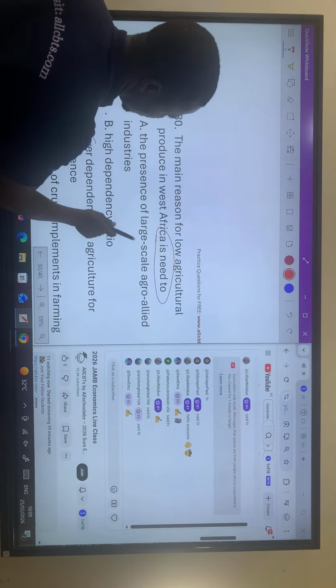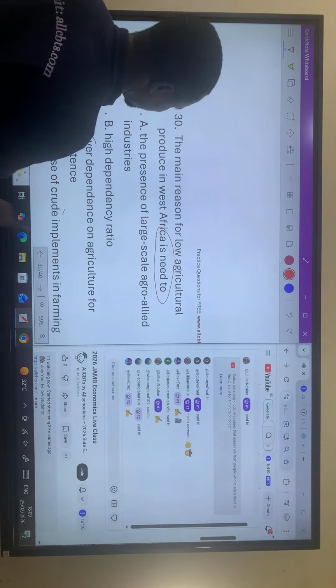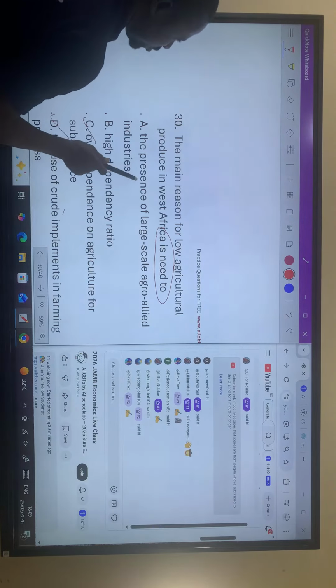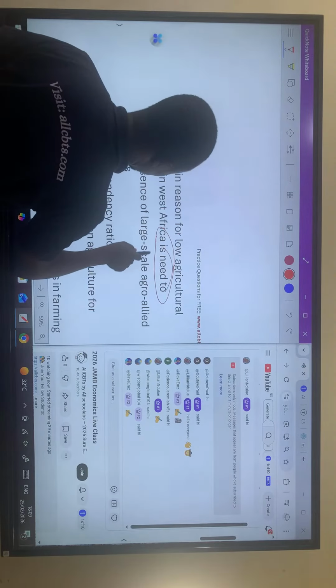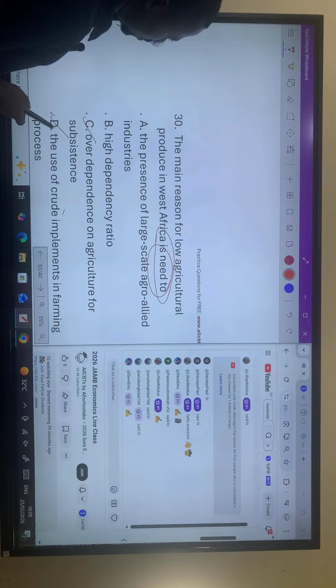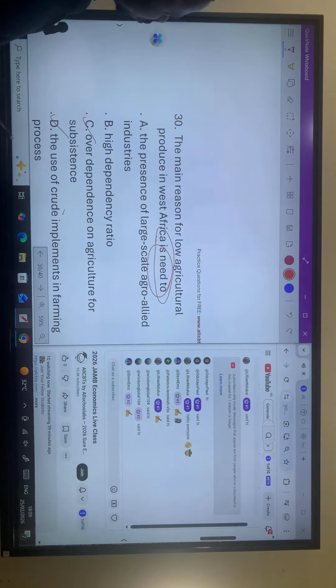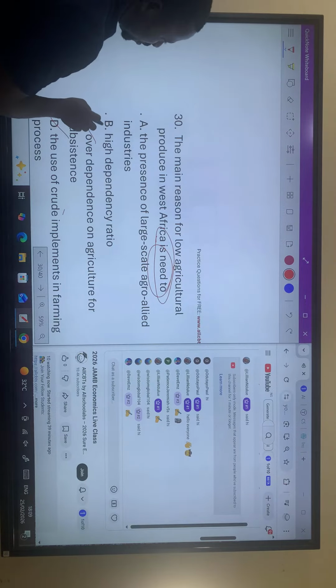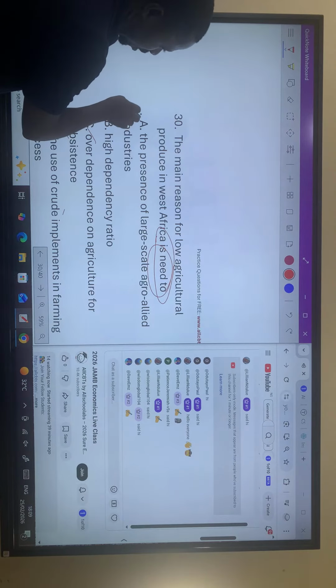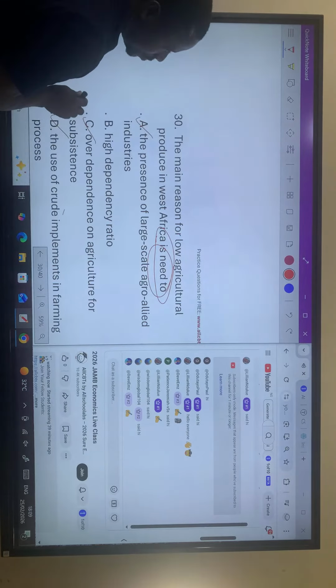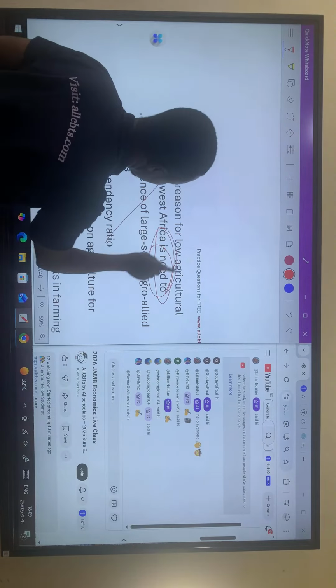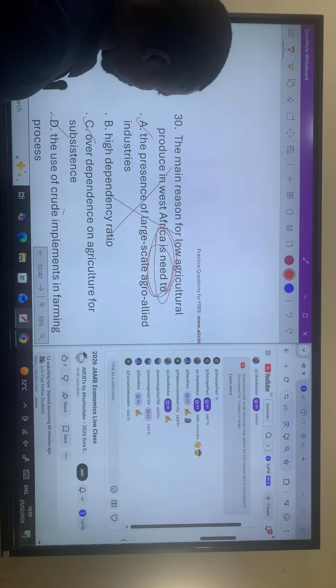Then for this one, the question is actually not clear here. Something is not connected. The main reason for low agricultural produce in West Africa is, I don't know why this need to is there. Well, if you are talking about solution to low agricultural production, then we have to talk about the presence of large-scale agro-allied industries. So this question is not really clear with this. So I'm going to skip this question for now, all right?